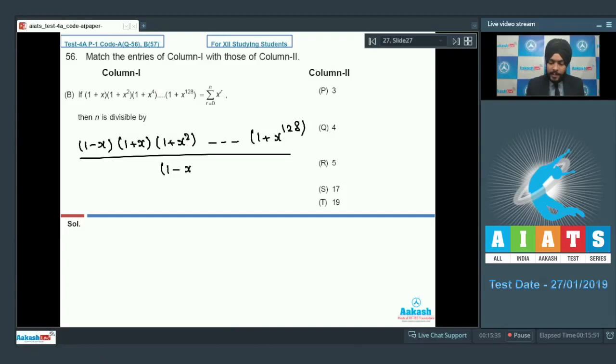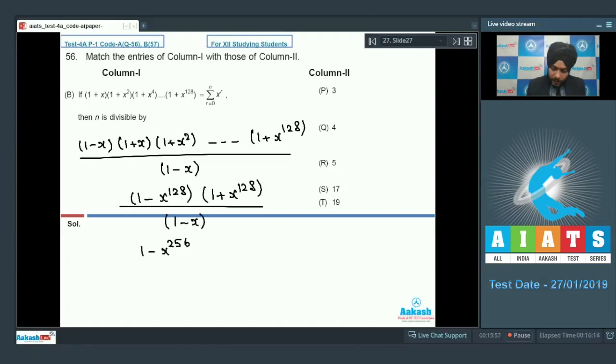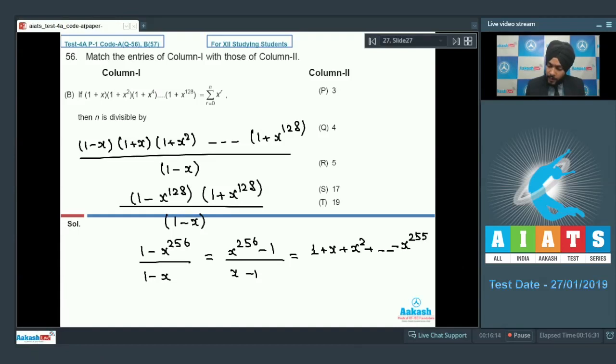So I have multiplied by 1 minus x. I have divided by 1 minus x. First two terms will give you 1 minus x square. 1 minus x square into 1 plus x square will give you 1 minus x power 4. Further it will be 1 minus x power 8 and so on. The last two terms will be 1 minus x power 128 into 1 plus x power 128 upon 1 minus x. That means 1 minus x power 256 upon 1 minus x, and that is equal to x power 256 minus 1 upon x minus 1. Cancelling the factor, I have 1 plus x square up to so on till x power 255. That is the sum of GP.